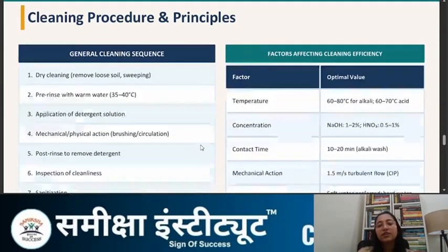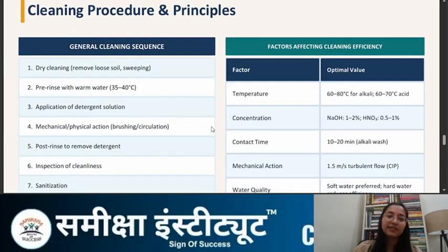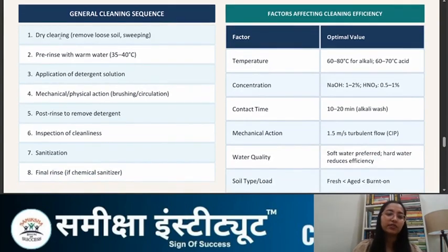Moving further for the principles. What are the basic principles that we are following for cleaning in place method? Okay, starting with the general cleaning sequence. So first we will go for dry cleaning. Remove loose soil without using water, sweeping. Then we will pre-rinse with warm water at 35 to 40 degrees Celsius. Then we will start with detergent solution. Okay, first alkali and then we will go for acidic detergent. Mechanical, then physical action which should also be there alongside.